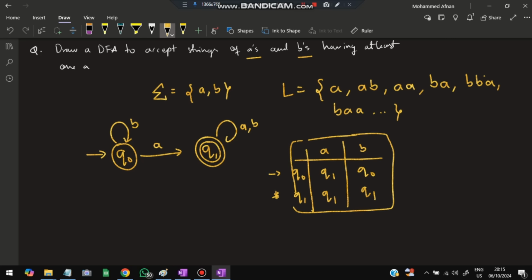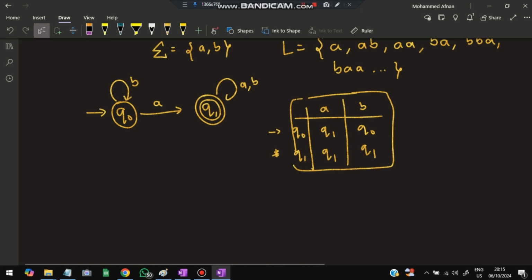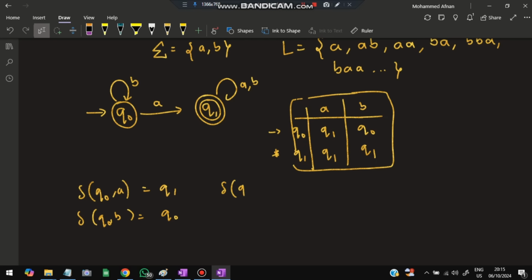By referring to this table, we'll be writing the transition functions. We'll start from Q0 with A. Q0, A: where are we going? Q1. We'll be writing Q1. From here, Q0, B: where are we going? From Q0 on B, we are going only to Q0. And from Q1 with A, where are we going? Q1 with A, we are going to Q1. And from Q1 on B, we are going to Q1. Okay, so these are the transition functions.